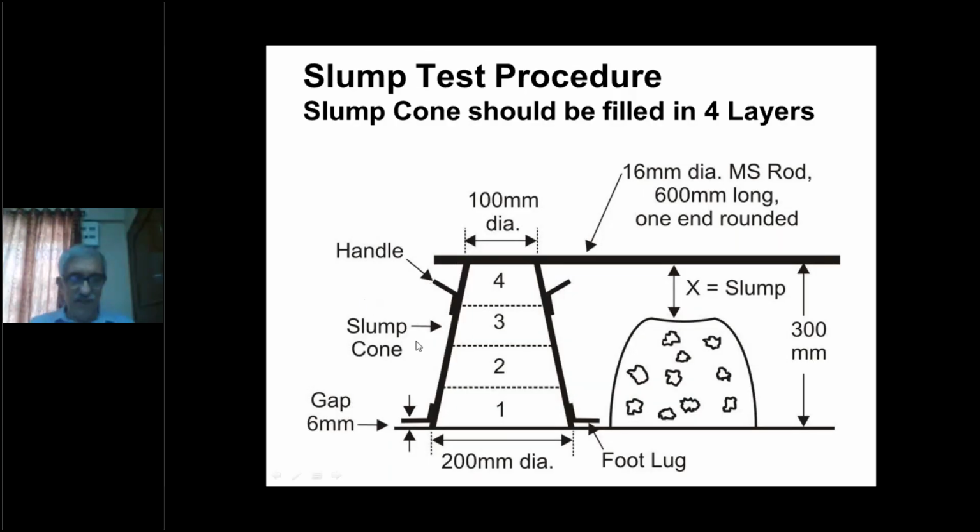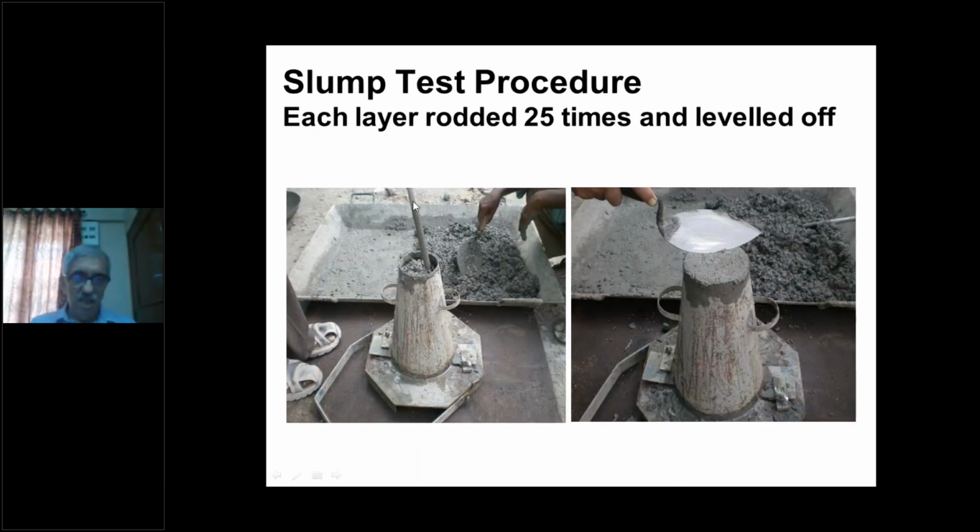How the slump cone is filled up is very, very important. It is filled up in 4 layers, and you give 25 blows each using a 16 mm diameter rod with a bullet head or a roundish finish at the bottom, which is used for tamping. So after putting concrete in 4 layers, each layer is rodded 25 times, and then finished properly with a trowel, and the slump cone is lifted up and you measure the slump.